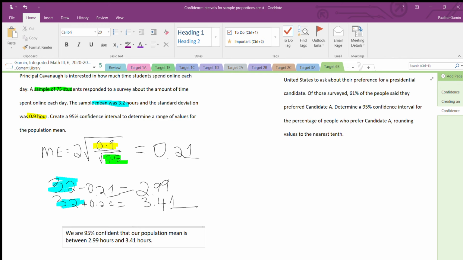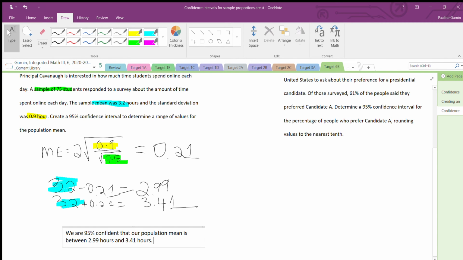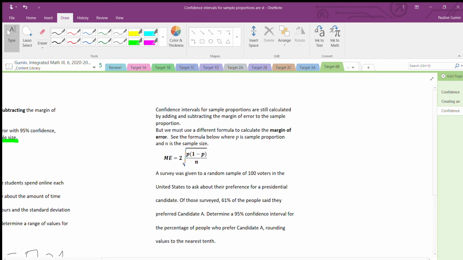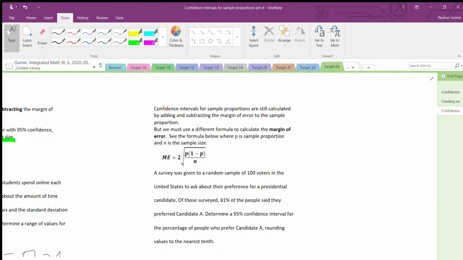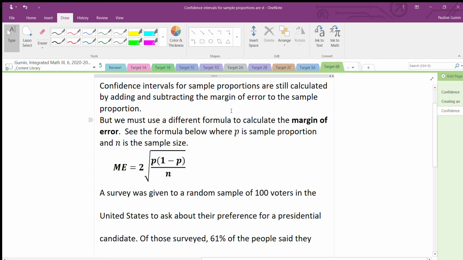Now, sometimes the data that we have isn't amounts of hours or calories in food. Sometimes these are yes or no questions. In this case, what we do is we use a margin of error for proportions. It's the same idea. We're still using a sample size, which is our N. However, this time we're looking at a proportion instead of a mean. So let's take a look at a problem that involves a proportion instead of a mean.